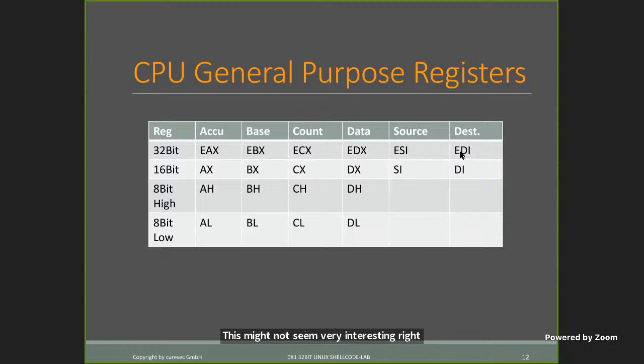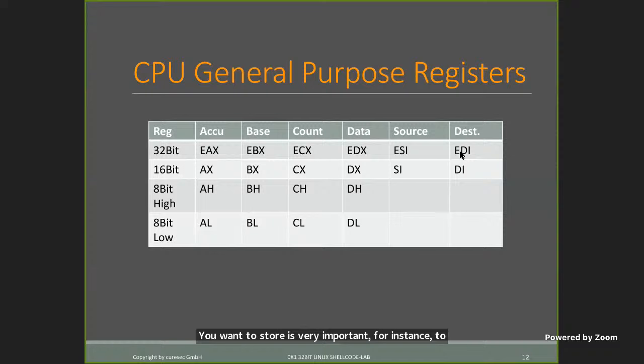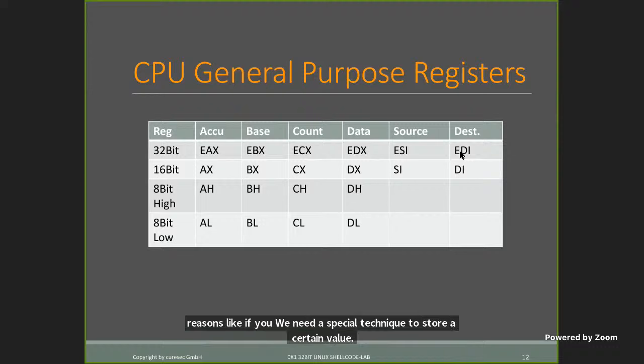This might not seem very interesting right now. However, when it comes later to assembly and shellcoding, it's very important, because addressing the registers correctly, with the correct sizes for, for instance, immediate values we want to store, is very important, for instance, to get rid of null bytes. Of course, it also has other reasons, like if you need a special technique to store a certain value, or if you simply want to save space, right?